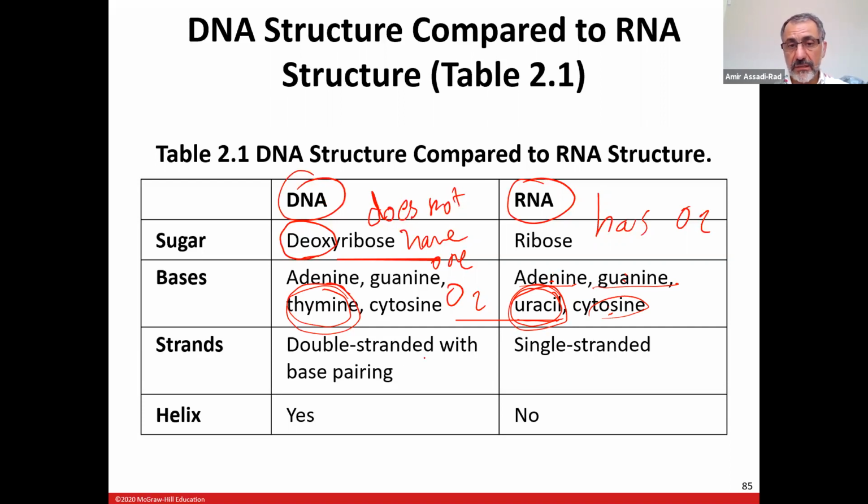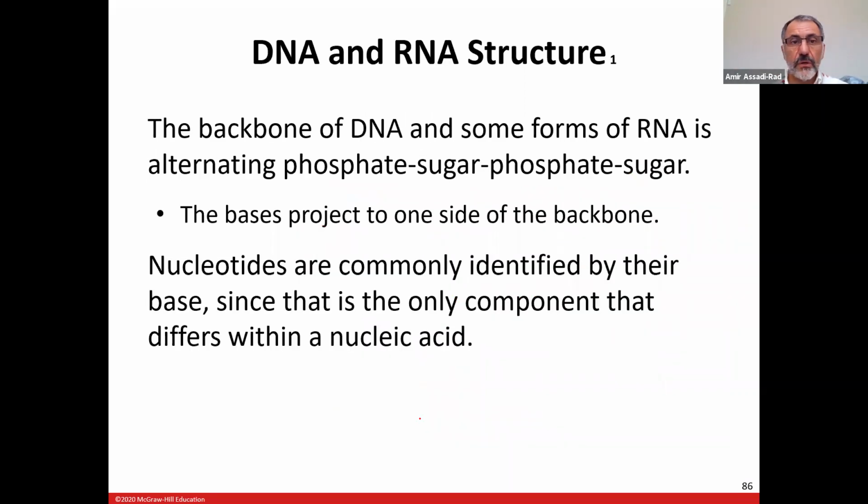Double-stranded, of course, like this, and single-stranded, like that. And is it a helix? Twisted? That's what the word helix means. Is it twisted like this? Yes. And the other one is not twisted. So the backbone of DNA and some forms of RNA is alternating phosphate and sugar groups. So DNA looks like a ladder. These are the legs of the ladder.